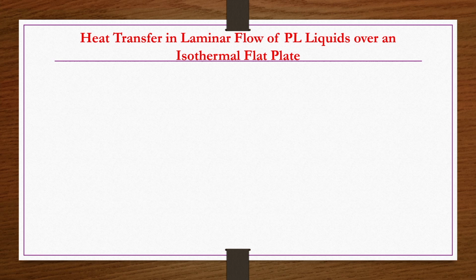So, heat transfer in laminar flow of power law liquids over an isothermal flat plate. The flat plate is at isothermal condition, but the overall system is non-isothermal because the fluid temperature is T naught and the plate temperature is Ts. There is a temperature difference, so obviously heat transfer is there, and that heat transfer occurs in the laminar boundary layer. Within that laminar boundary layer constraint, if both momentum and heat transfer are taking place, how is the boundary layer thickness changing as a function of x? That is what we are going to derive here.